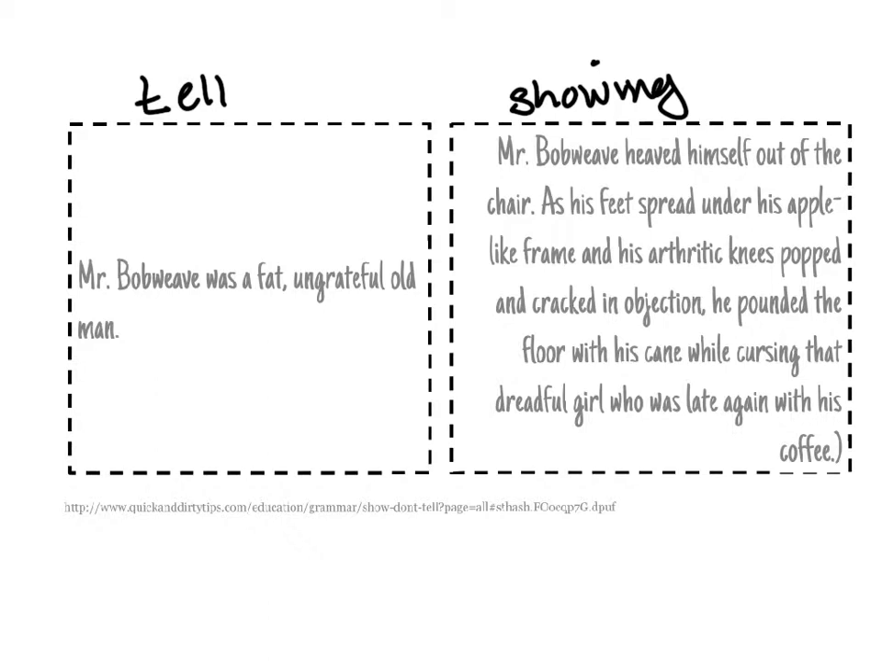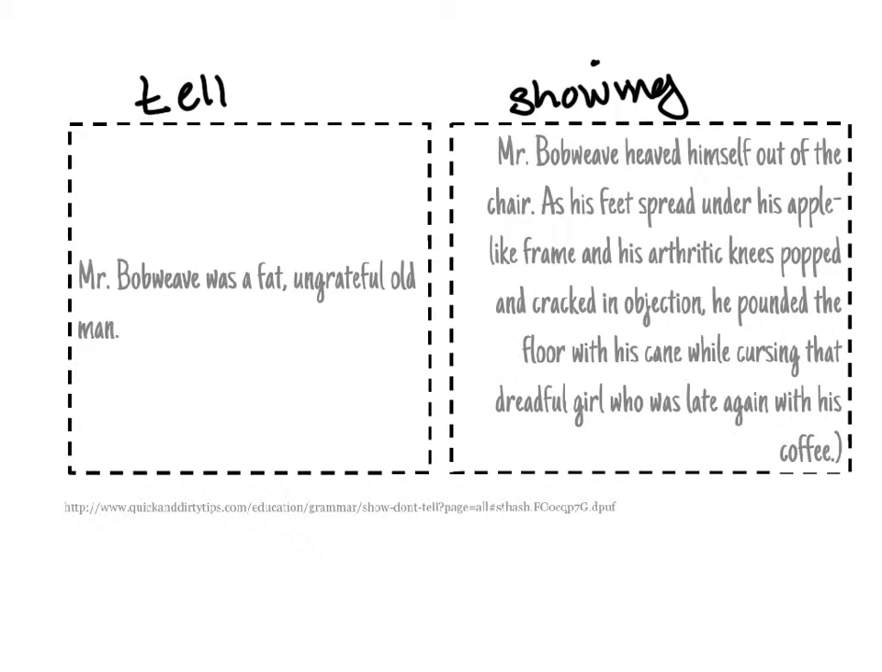So instead, we want to take a look at what showing sentences are. Let's take a look at this other passage and just try to visualize what's taking place. Mr. Bobweave heaved himself out of the chair, as his feet spread under his apple-like frame, and his arthritic knees popped and cracked in objection. He pounded the floor with his cane while cursing that dreadful girl who was late again with his coffee.